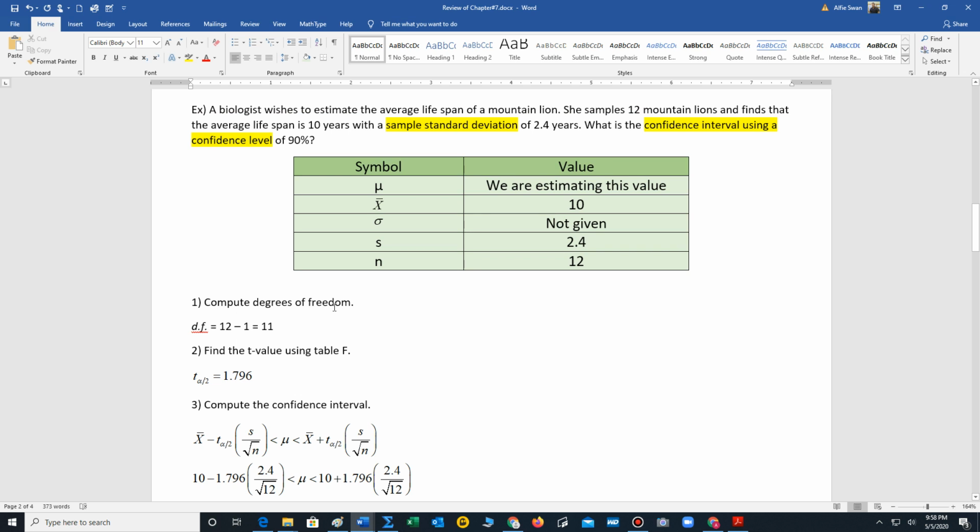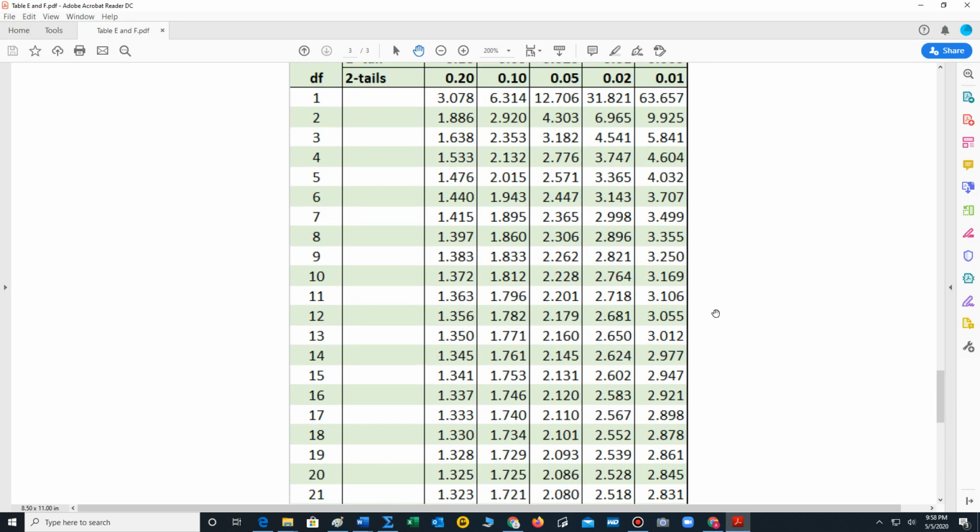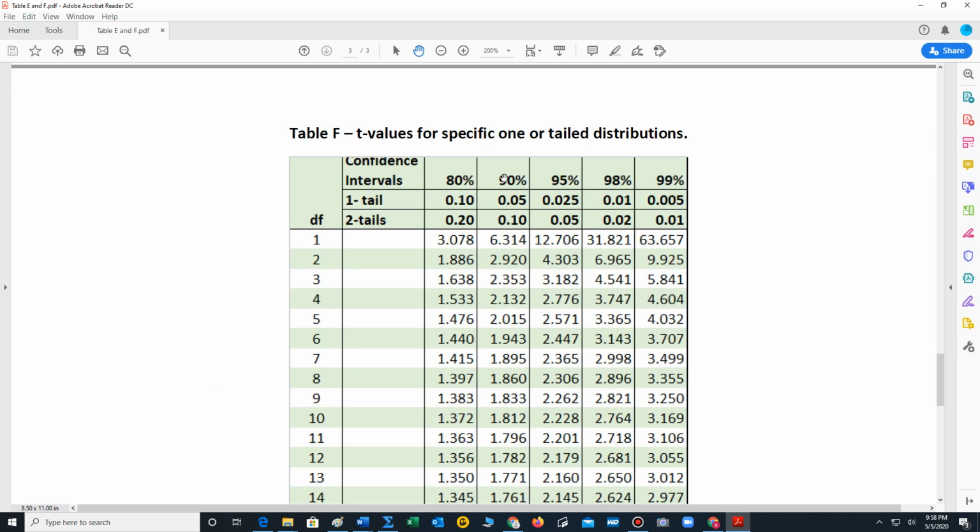That's a concept beyond the scope of our class. All we need to do is compute n minus 1. So 12 minus 1, 11. And then we go to table F. And remember, the confidence level was 90%.